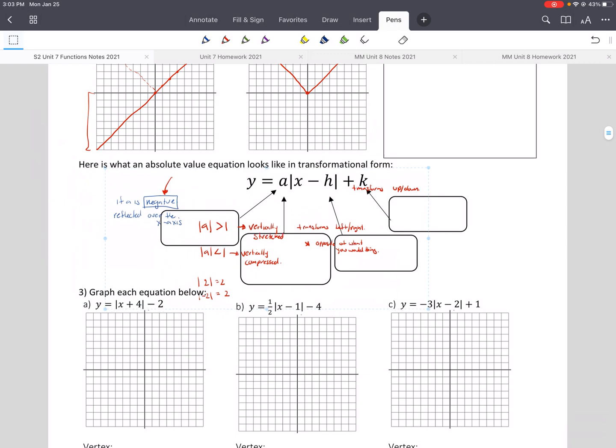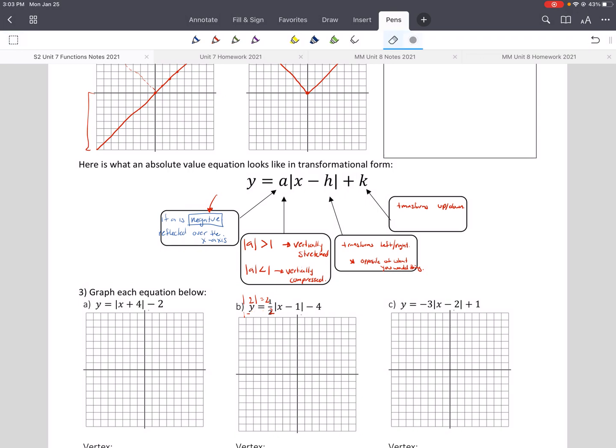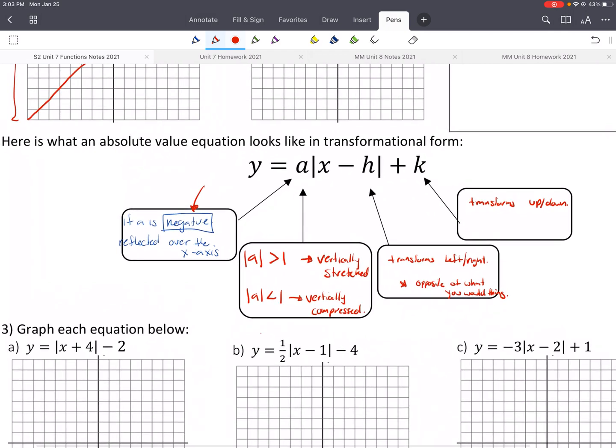To save a little time. All right, so it does exactly the same. As you look at it, we still see our A, H, and K, and those A, H, and K's tell us the exact same thing. It still reflects if it's negative. It can stretch and compress. It's still transformed left or right for the H, and K still does the up and down.